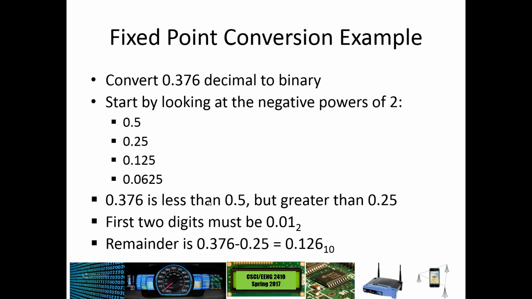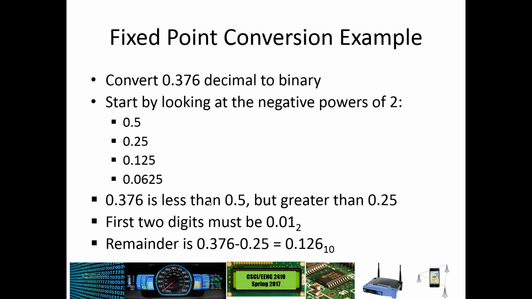So here, let's go ahead and do an example. If you wanted to convert 0.376 decimal into binary, we can start by looking at our negative powers of 2. We've got 0.5, or 2 to the negative 1, 0.25, or 2 to the negative 2, 0.125, 2 to the negative 3, etc. Well, 0.376 is less than 0.5, so we would put a 0 in our place immediately to the right of the radix point, and it is greater than 0.25, so we're going to put a 1 in the 0.25's place.